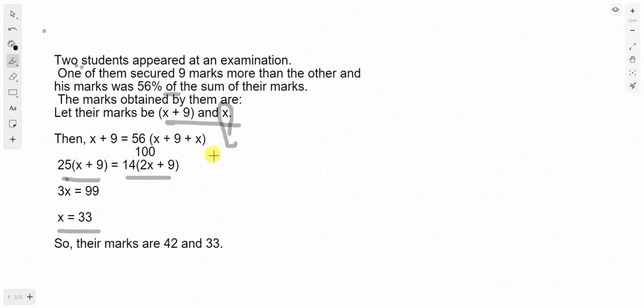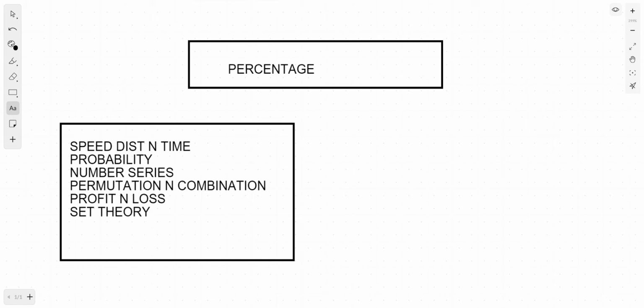So this is all for percentage part 1. Before ending the lecture, let me tell you that we have already completed these 6 topics of aptitude: speed, distance and time, probability, number series, permutation and combination, profit and loss, and set theory.